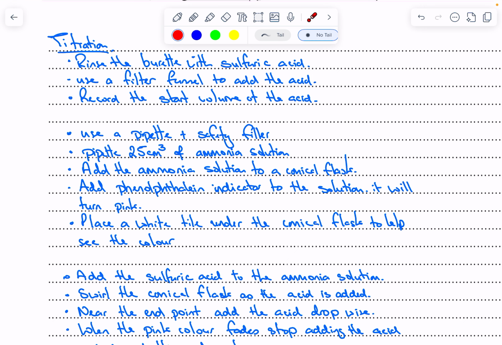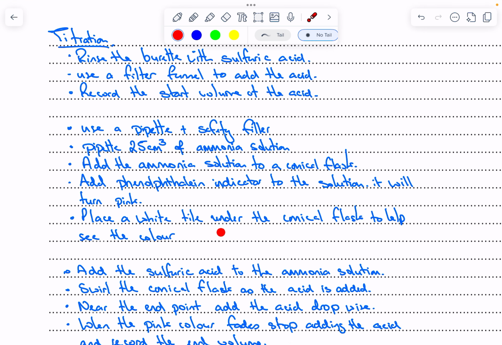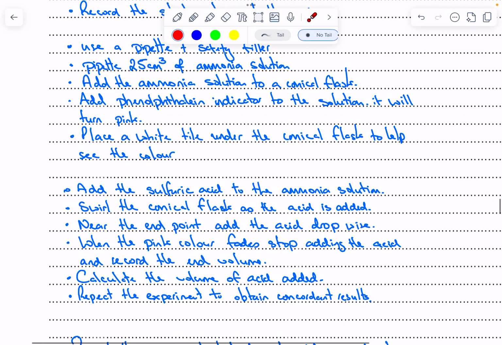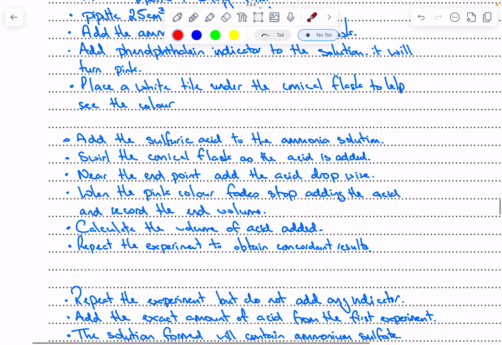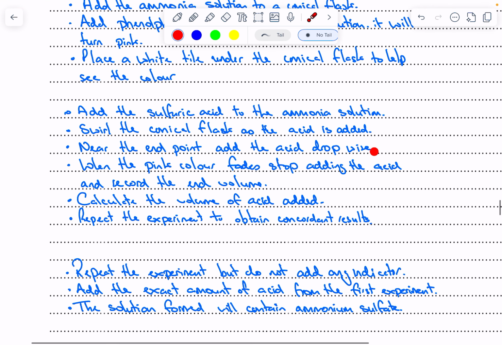I'm going to place a white tile under the conical flask, and that helps us to see the color change taking place during the reaction. We're then going to add the sulfuric acid to the ammonia solution, and we're going to swirl the conical flask as the acid is added. And near the end point, we will add the acid dropwise. So as soon as that pink color fades and becomes colorless, we'll stop adding the acid and record the end volume. At that point, we can calculate how much acid has been added, and we would repeat the experiment until we obtained concordant results. That's two results within 0.1 of each other.